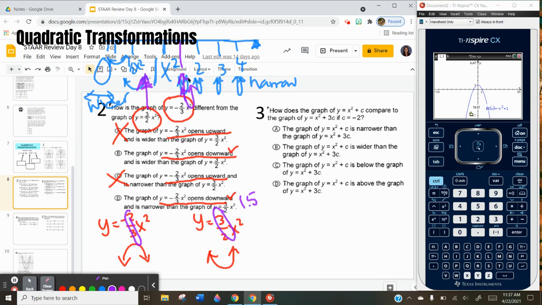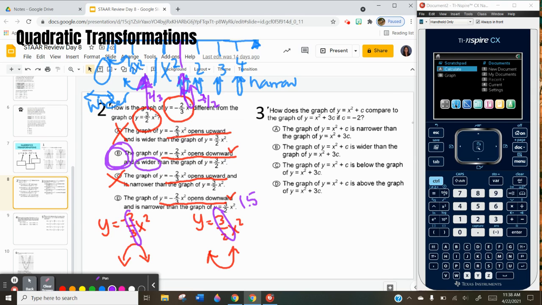So if I'm comparing these two graphs, 2/3 falls over here, 3/2 is going to fall to the right. So 2/3 is actually going to be wider than the 3/2. So looking at my answer choices, negative 2/3 opens downward and it should be wider than the graph 3/2 x squared. So the answer is B.